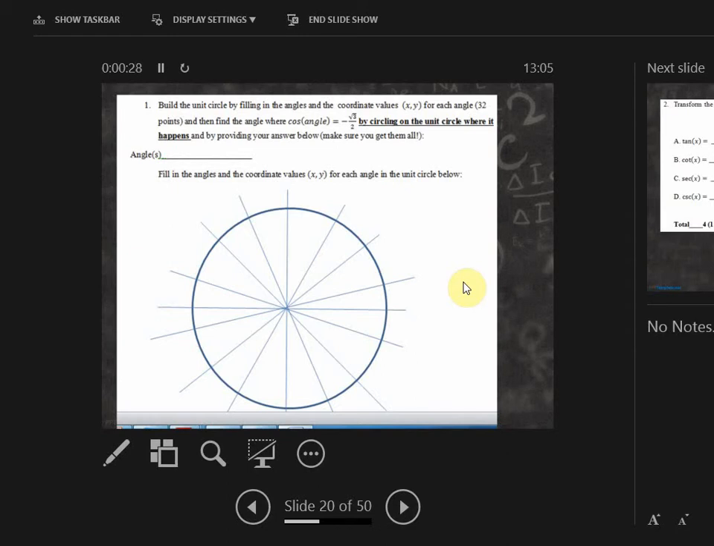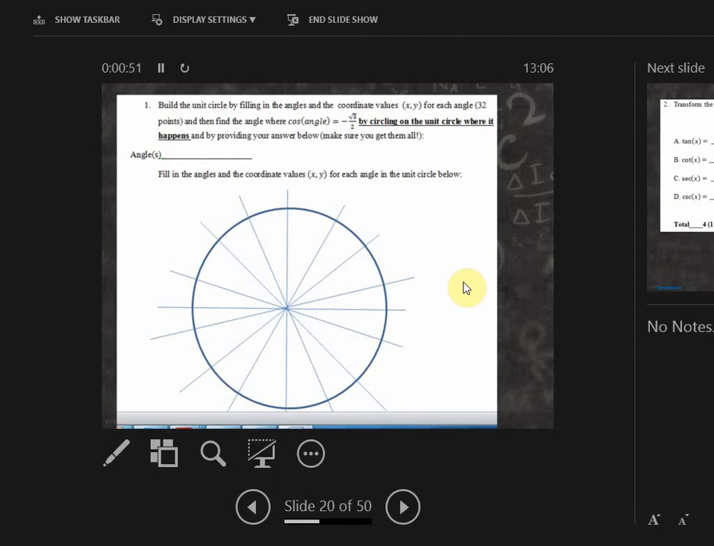So I graded this one as the rubric was written, the one that I started handing back, because I felt it would be unfair to change anything that the rubric has already. But I wanted to highlight certain things. So this is the angle problem where you had to fill in the angles and then answer the question of where the cosine of the angle is equal to minus square root of 3 over 2.